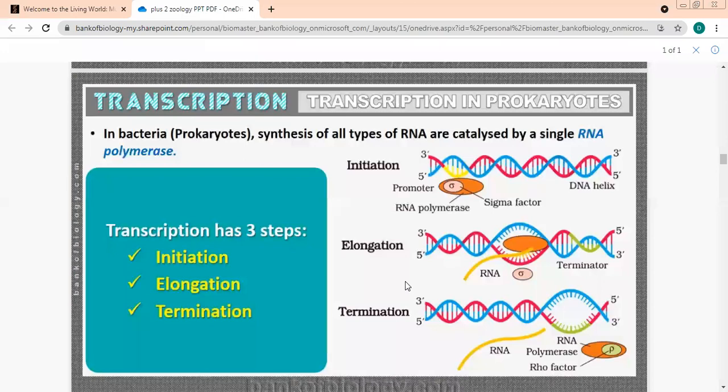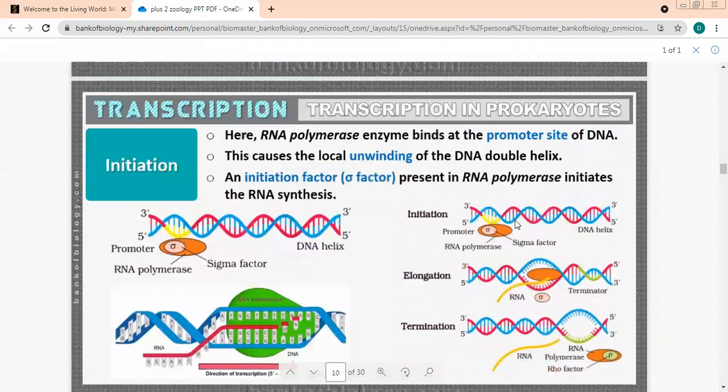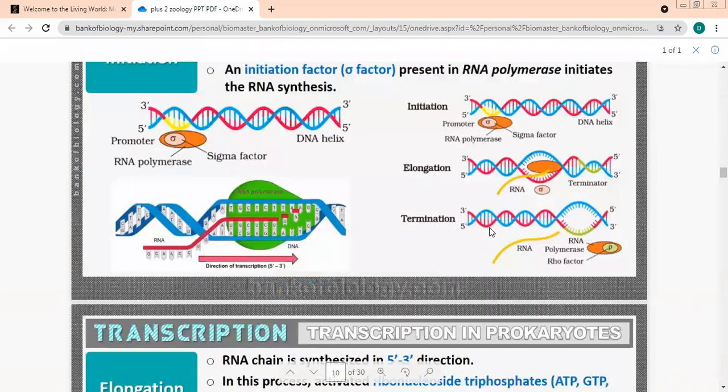We had 3 steps in transcription: initiation, elongation, and termination. Initiation, we had this enzyme of yours, RNA polymerase, which binds at this area, the initiation site or the promoter site. As soon as this binds, there's an unwinding of the double helix. There's a factor which is present in RNA polymerase. This will already start the process.